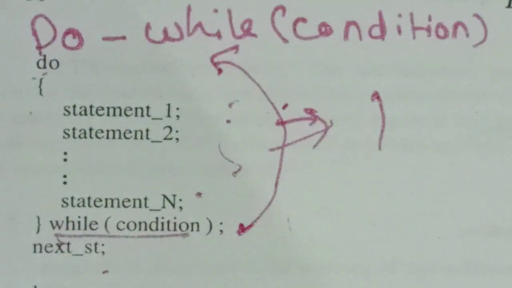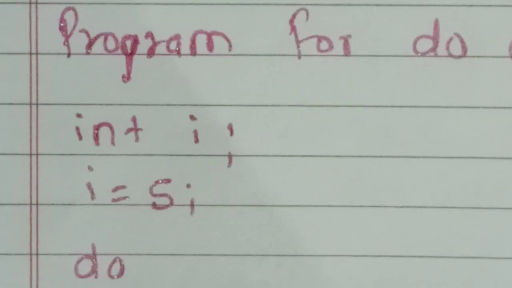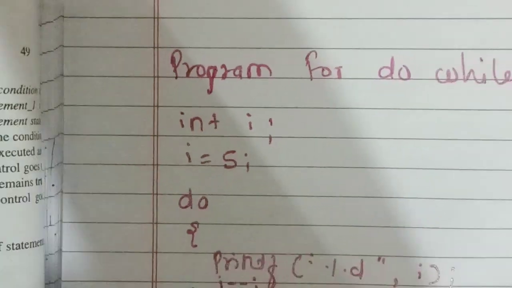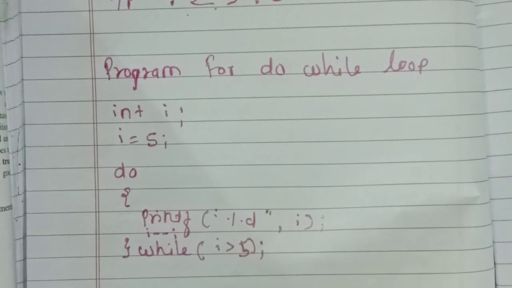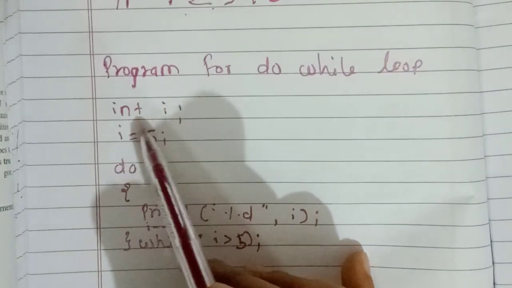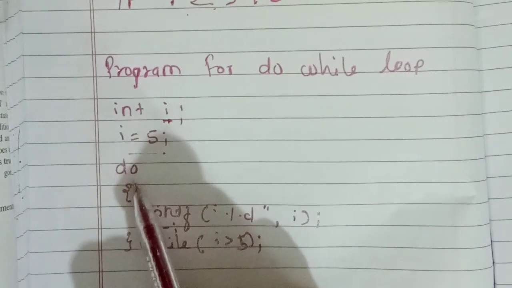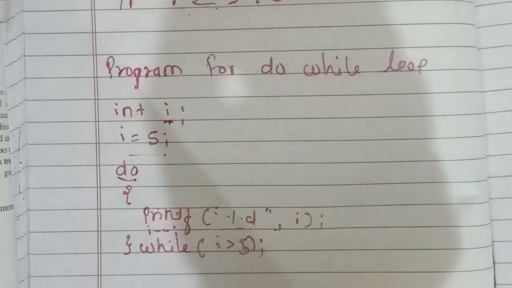Now we'll see the program for the same. Okay, and here is the program. In the program, we are taking one variable I. We are assigning the value 5. Now the do keyword. Then we are printing the value of I.